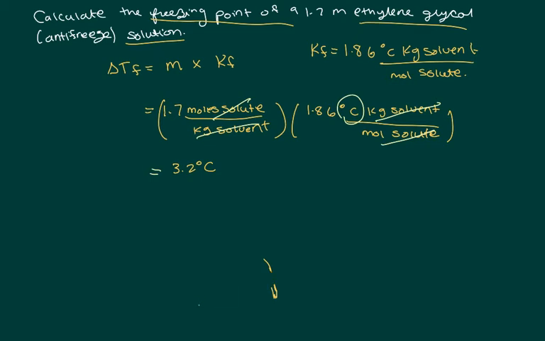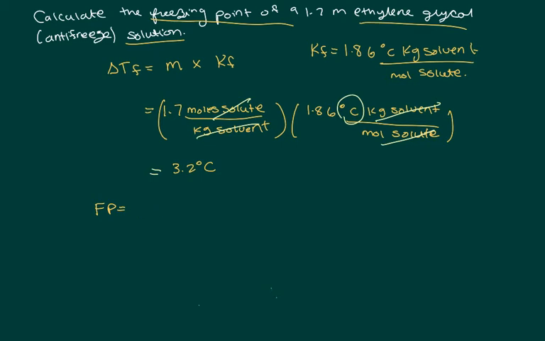But we're being asked what the freezing point is. What we figured out right now is the delta TF, which is the change in temperature of the freezing point. So if we want to figure out what the freezing point is, we have to say, we know that freezing point is 0 degrees Celsius.